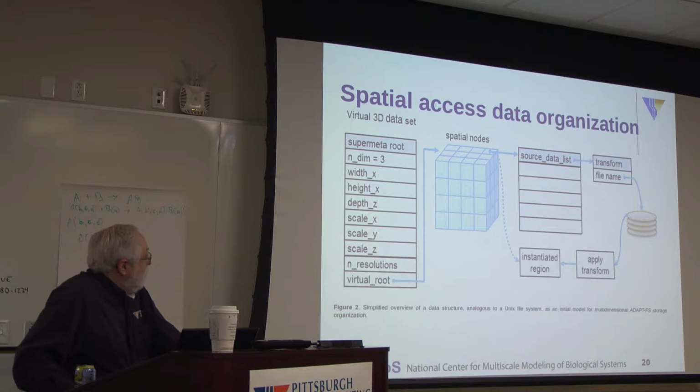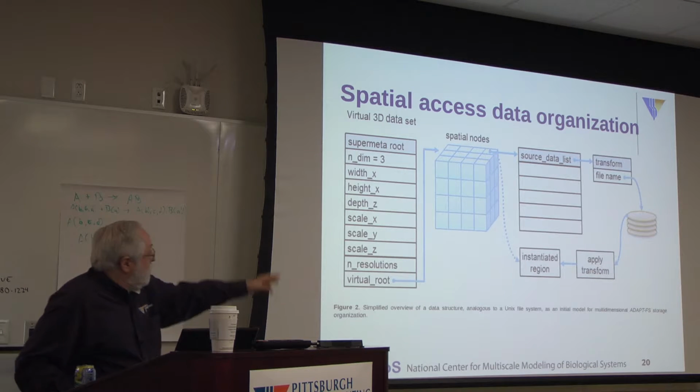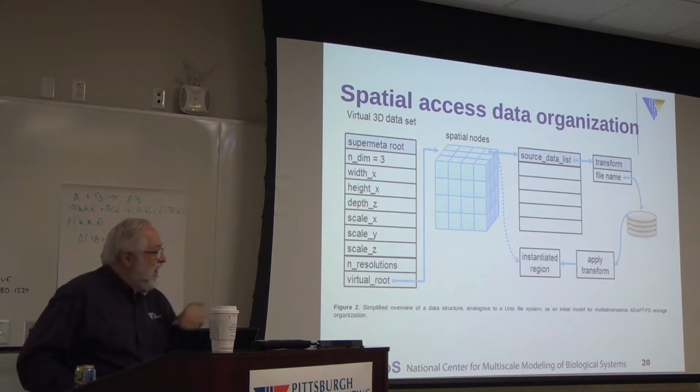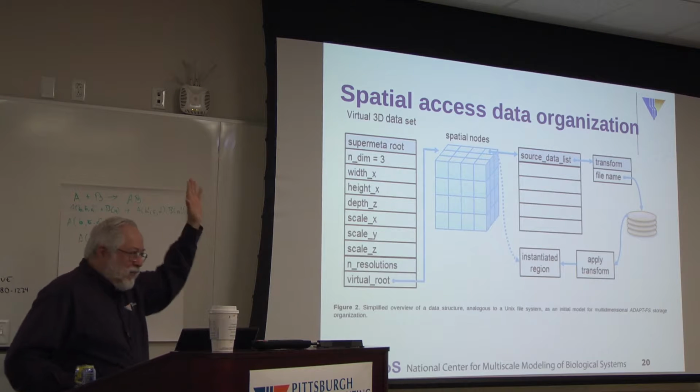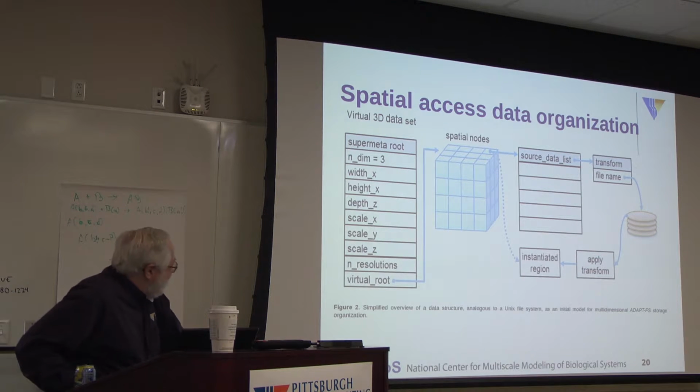Underlying all this, since we're dealing mostly with three-dimensional data, we need some sort of a spatial organization. And if any of you are familiar with conventional file systems, this looks very much like what we use in Unix. I say Unix because I'm an old guy. I got my first Unix tape in '75, I think.